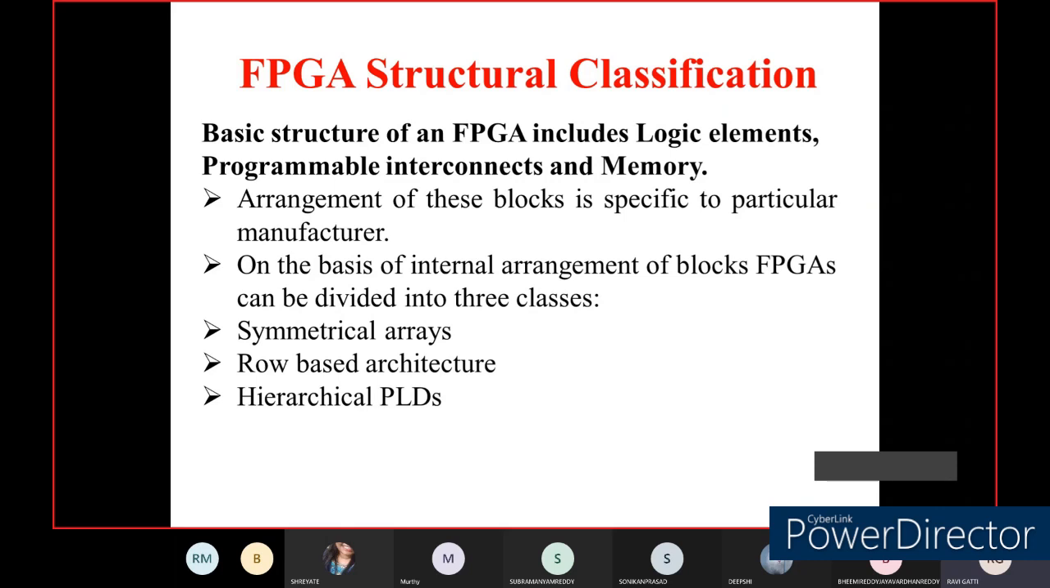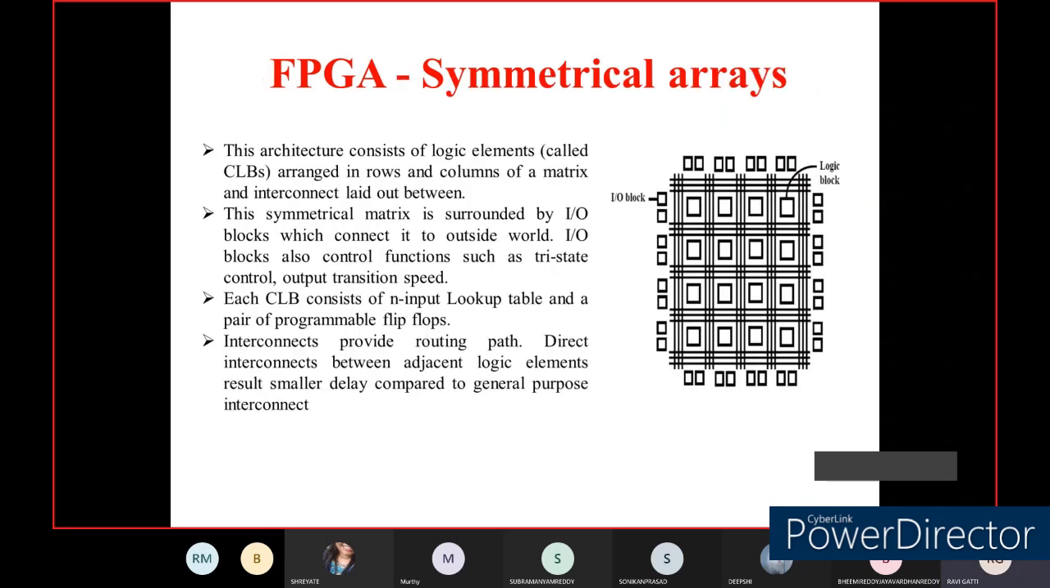These classifications, that is, the internal arrangement of these logic blocks, programmable interconnects and the memory, we are going to divide into three important classes. First we call it symmetric arrays, the second classification we call row based architecture, and the third we call hierarchical PLDs. So we can implement your FPGA based upon these three classes: symmetrical array, row based architecture, and hierarchical PLDs. Okay. So the first one is your FPGA symmetrical array.